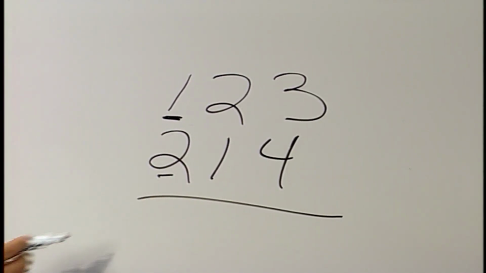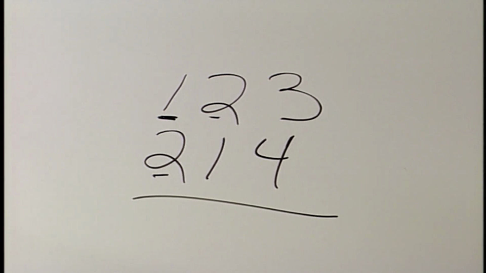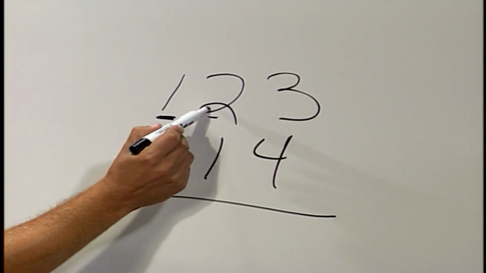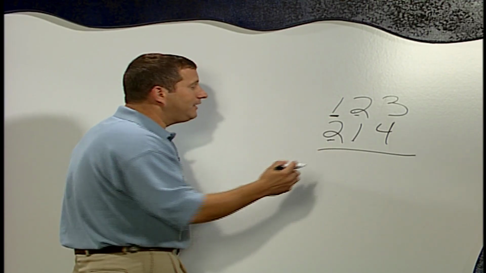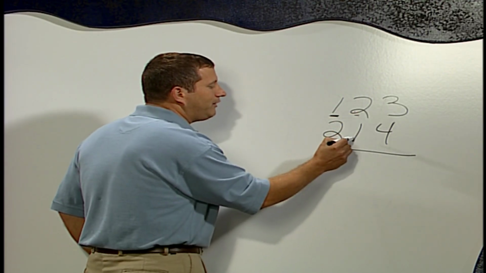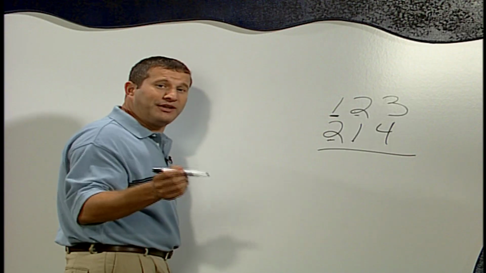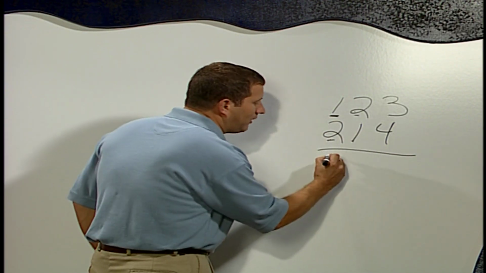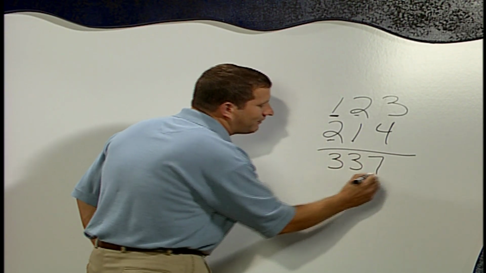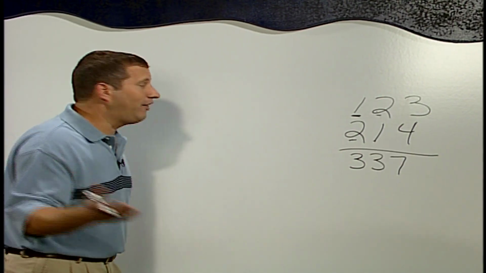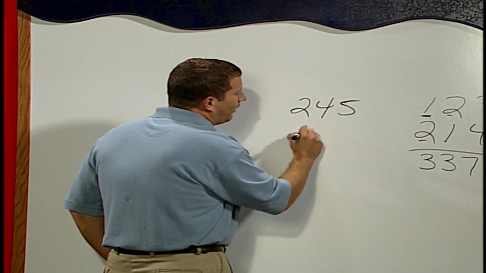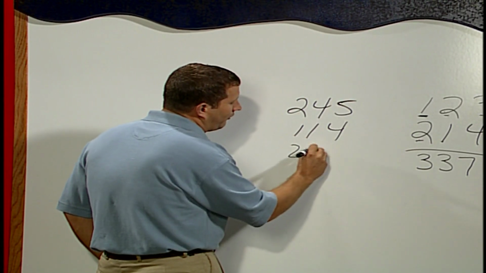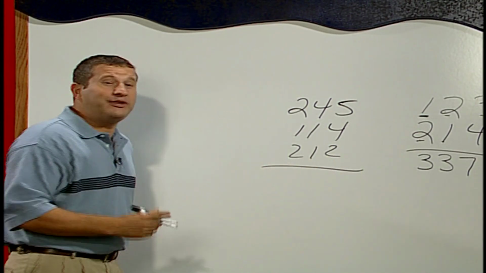That's 300. And now this 2 means 20. So what's 300 plus 20? 320. We add 10 more, 330, and then we go up here. What's 330 plus 3? 333. And 4 more gives us 337. It really works for all numbers. Let's try a little bit bigger. Let's do 245, 114, and 212. Three-digit numbers.